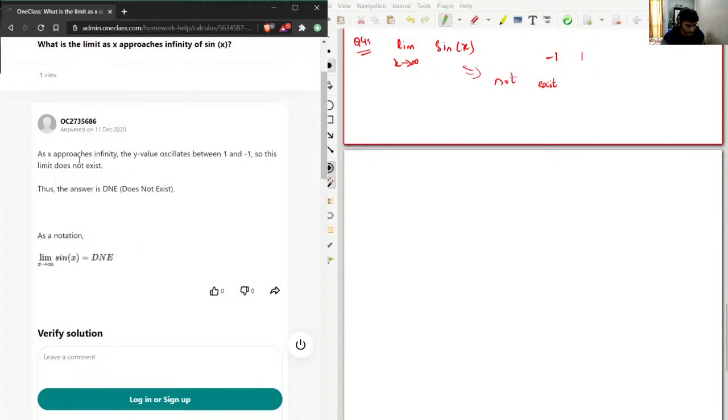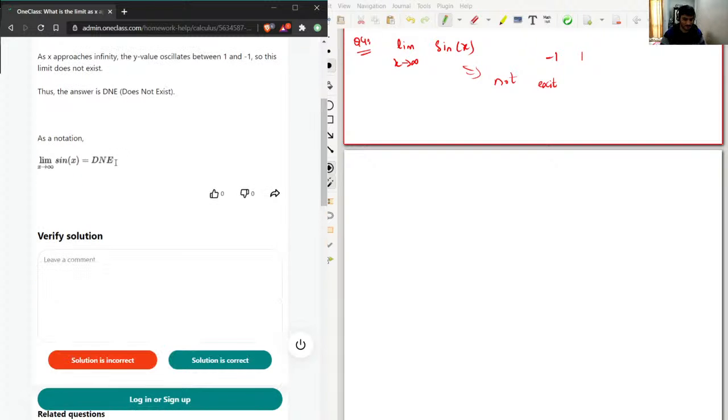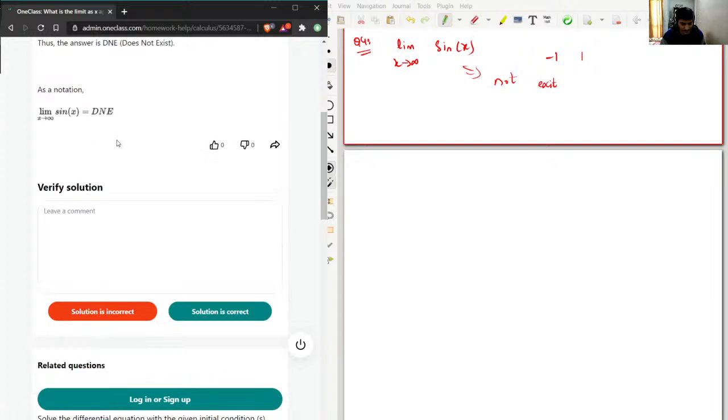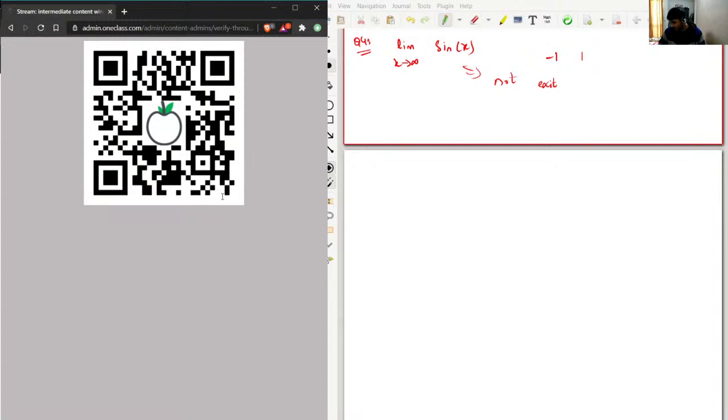And here also, as x approaches infinity, the y value oscillates between 1 and -1, so this limit does not exist. Thus the answer is D, does not exist. Yeah, I like this kind of short form. That is pretty much all for this one also. So I'll just write correct solution. Good work. And basically this same thing will apply with cosine also, in fact secant and cosecant also.